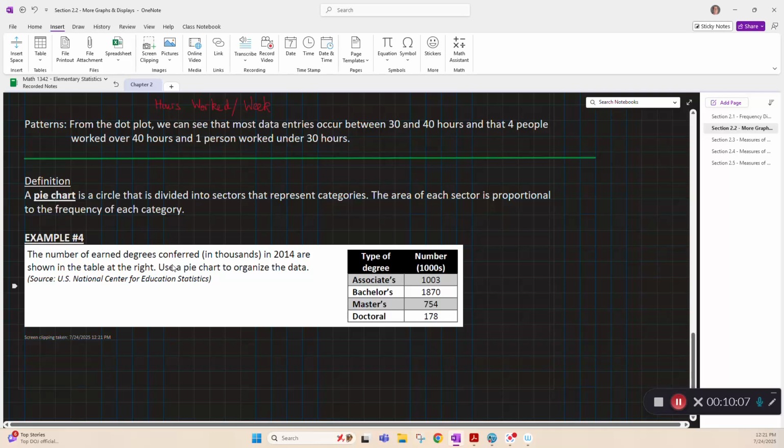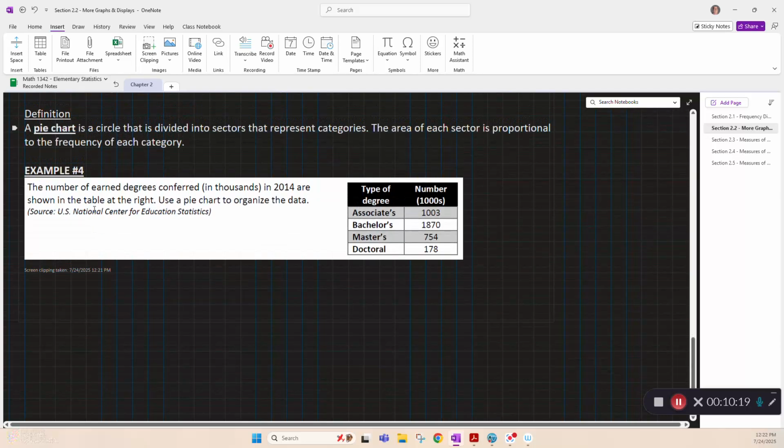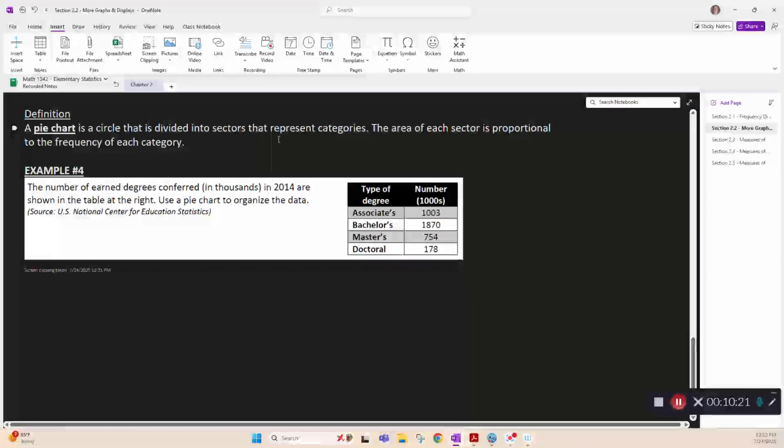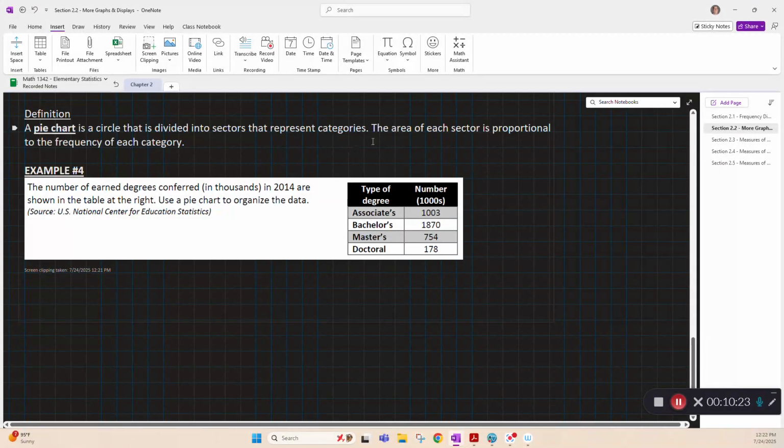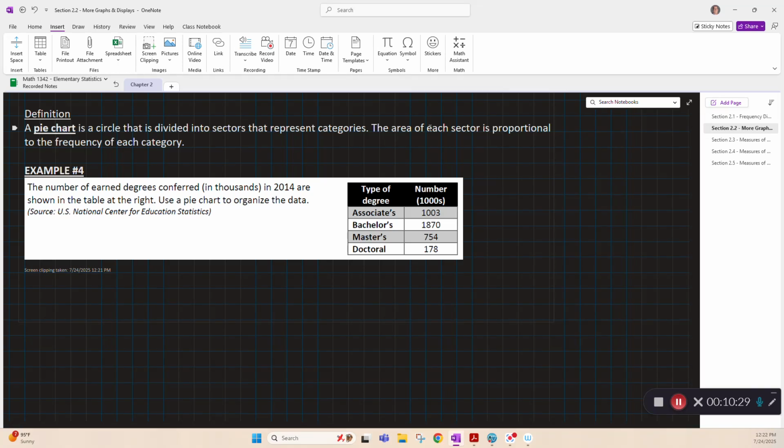Okay, the number of earned degrees conferred in thousands in 2014 are shown in the table at the right. Use a pie chart to organize the data. Since the definition says it's divided into sectors that represent the categories and the area is proportional to the frequency, we need to figure out the angle of each sector.